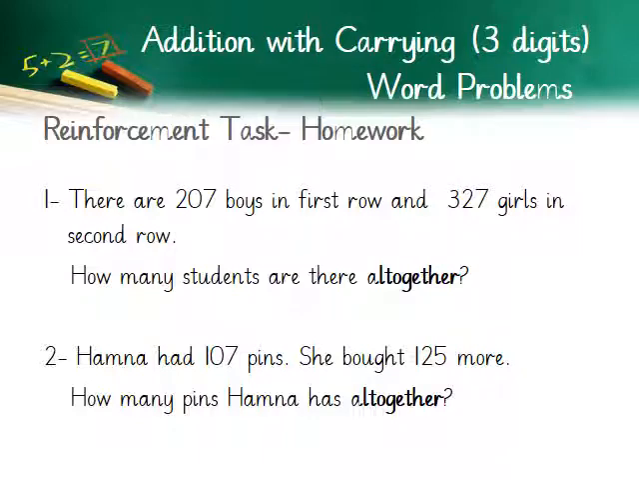Now moving ahead towards the reinforcement task, which will be done as homework as well. There are two questions given regarding word problems and you have to do these questions in your notebooks. The first one states there are 207 boys in the first row and 327 girls in the second row. How many students are there altogether? And the second one states Hamna had 107 pins. She bought 125 more. How many pins does Hamna have altogether?